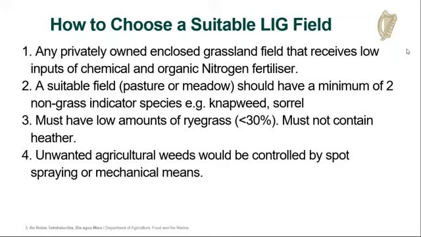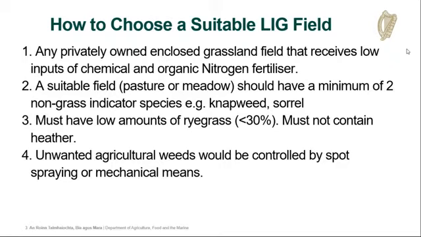So it should have a number of non-grass indicator species. It should have at least 2. It's a little bit different from LIP in that in LIP you could have 3 non-grass species and that was a suitable field. But those 3 species could have been anything, just anything that wasn't grass. Whereas these are specific ecological indicators that will tell you the environmental health of the field.